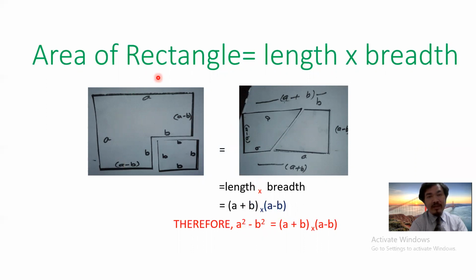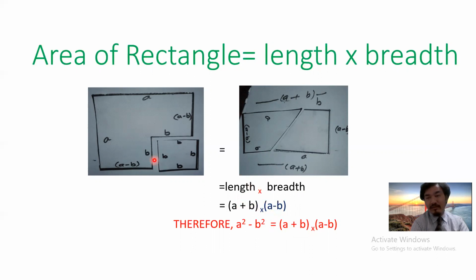One we found by A square minus B square. The big area was A square, and from that we subtracted this B square. That's why A square minus B square. But here we did it another way, by cutting, and it came into a rectangle. Now in the rectangle, the length is A plus B and the breadth is A minus B. That's why its area became length into breadth. Length means A plus B, breadth is A minus B. That's why A square minus B square is equal to A plus B into A minus B.